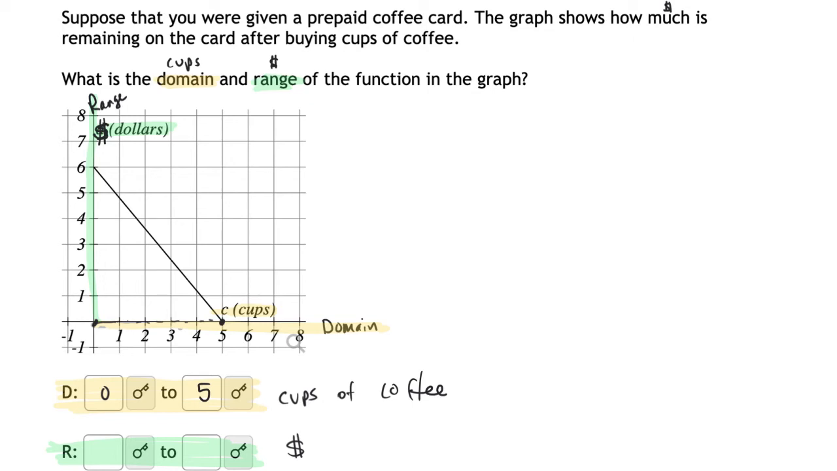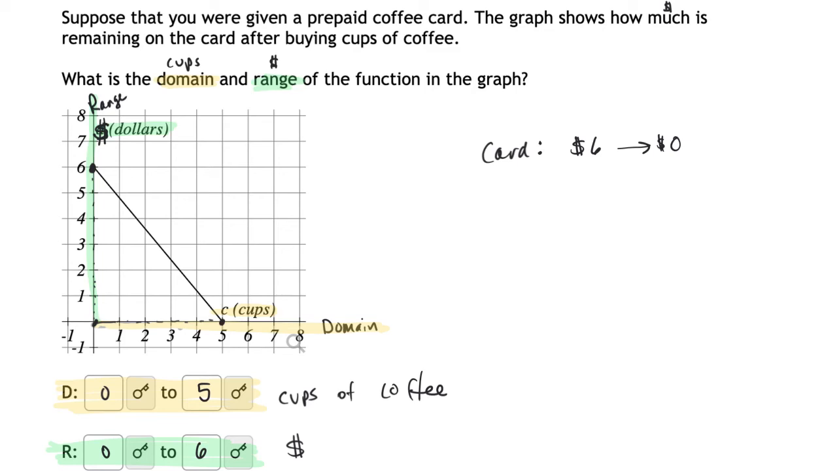Okay, and then for the range, we're just looking at this vertical part. So we had $6 to start with. We started with $6 and then we used it up, right? Then it went down to 0. But when we're writing range and domain, we're always going to go from the smallest value, which was 0, up to the largest possible value. So you always go from least to greatest when you're listing these.